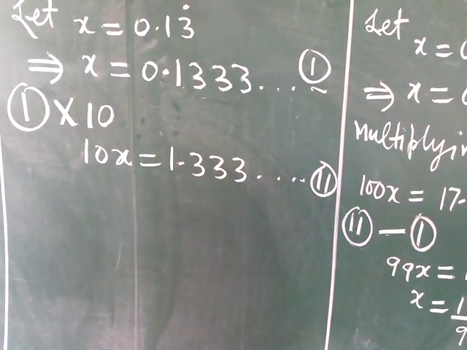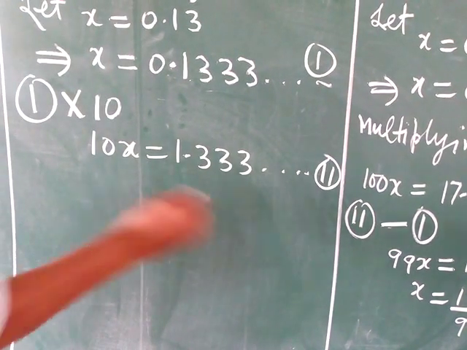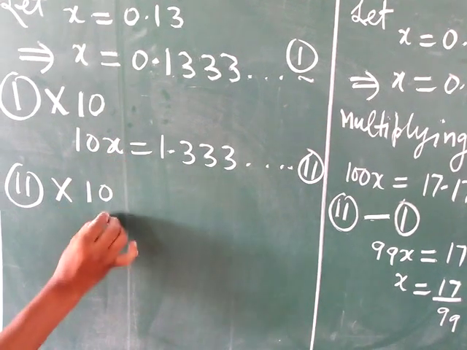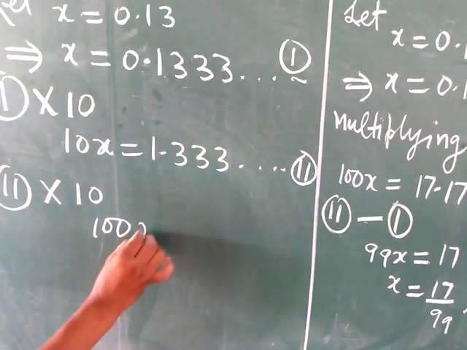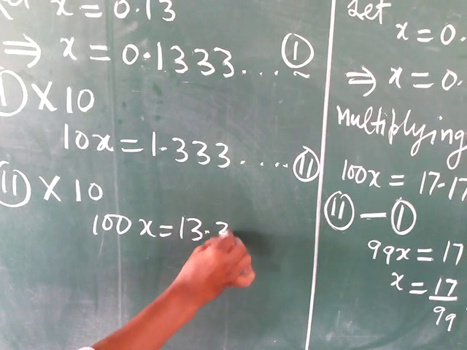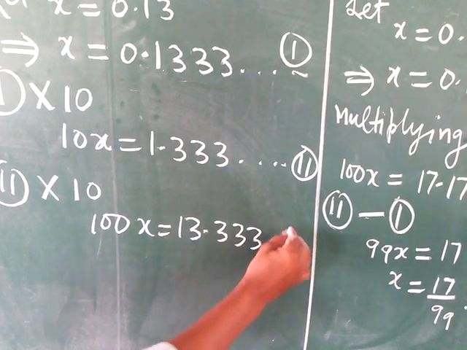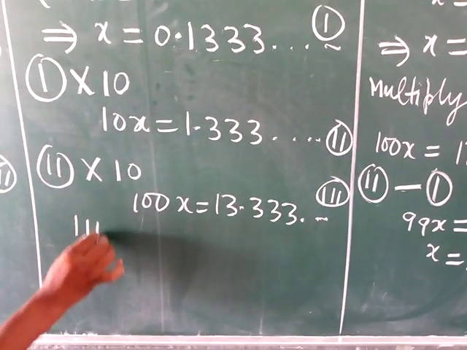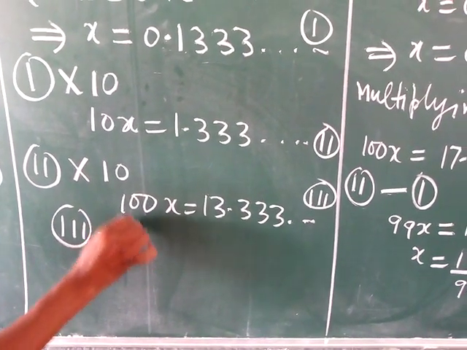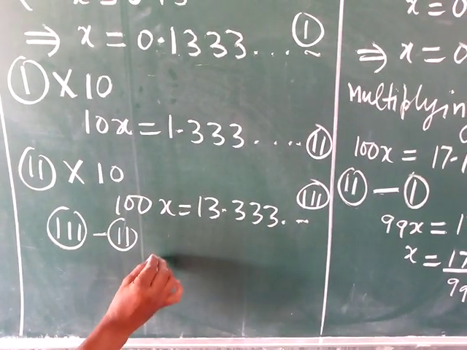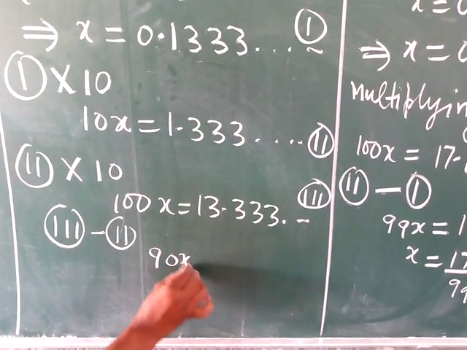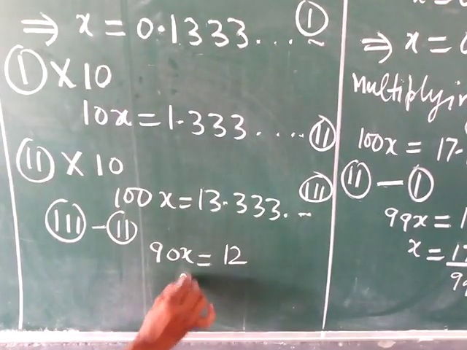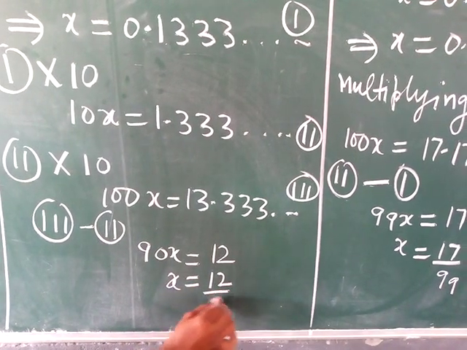Equation number 2. Now again multiply equation number 2 by 10, then it gives you 100x equal to 13.333 and so on. Equation number 3. Now third minus second, 100x minus 10x gives you 90x, and 13.333 minus 1.333 gives you 12. So x is equal to 12 upon 90.